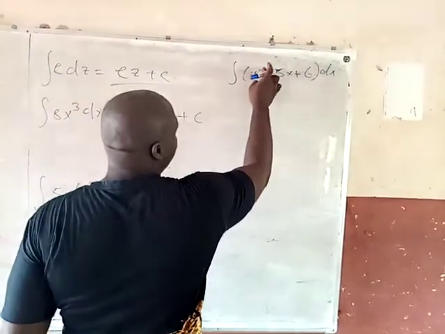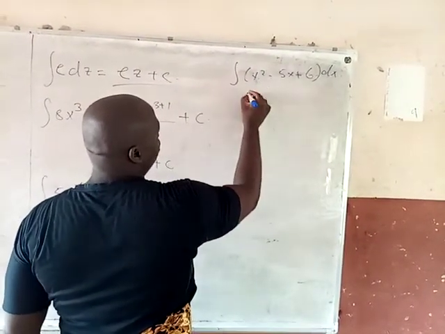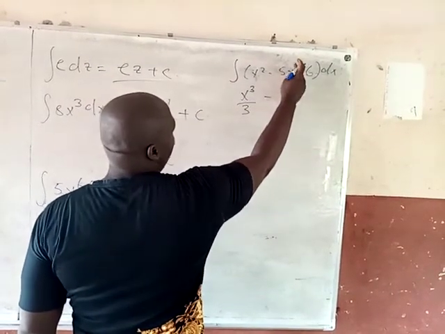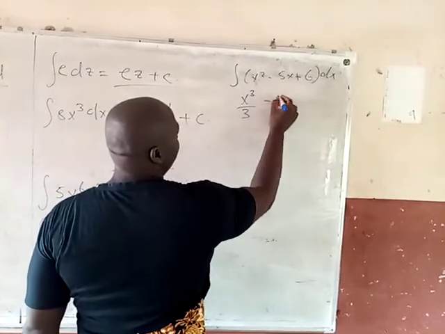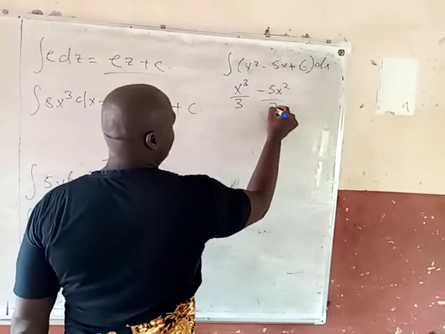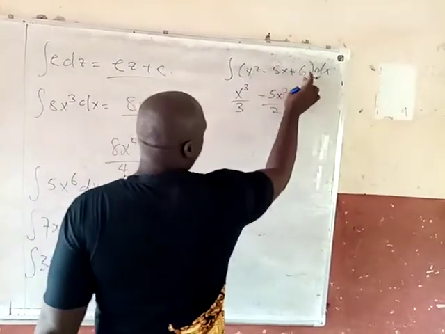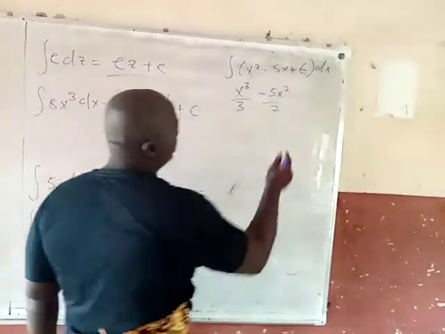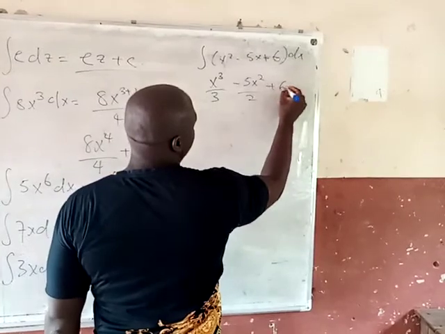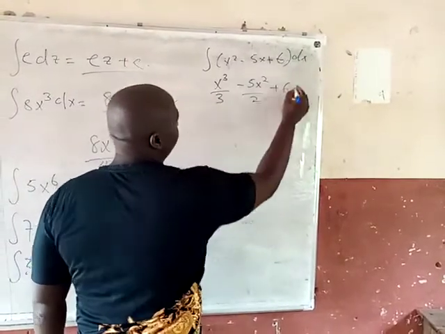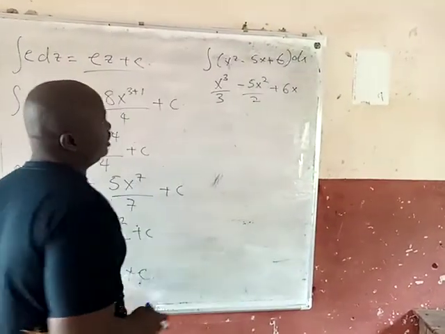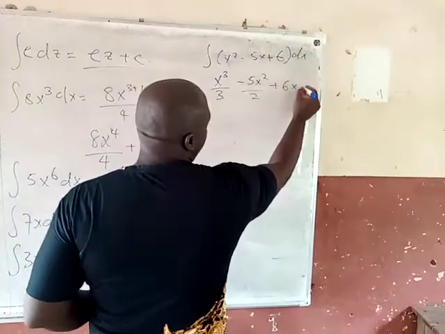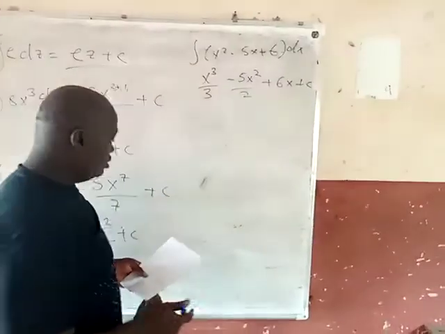So here x is raised to the power of 2, you add 1, so it will give you x raised to the power of 3 divided by 3 minus, here is 1 plus 1, so you have 5x raised to the power of 2 divided by 2. So whenever you differentiate a constant, what you are going to get is plus 6x. I'm going to explain it very well for you. Whenever you differentiate a constant, what you are going to get is 6x. So here, that is the good.